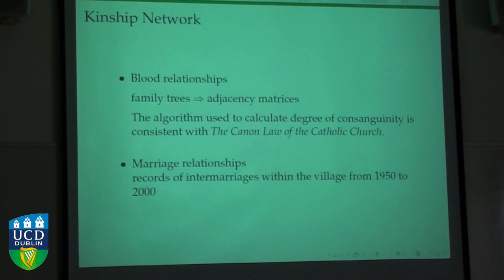Then we translate the family trees into an adjacency matrix, which is a typical way of storing network data. And we also assign a weight to each of the ties. The algorithm we use to calculate the weight of ties is exactly the same way of calculating the degree of consanguinity.